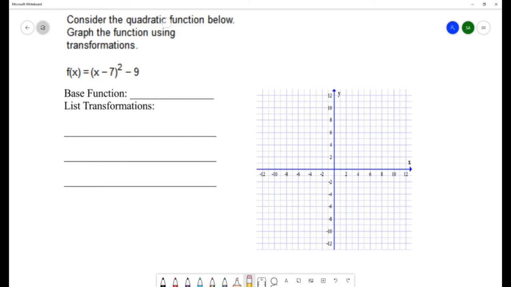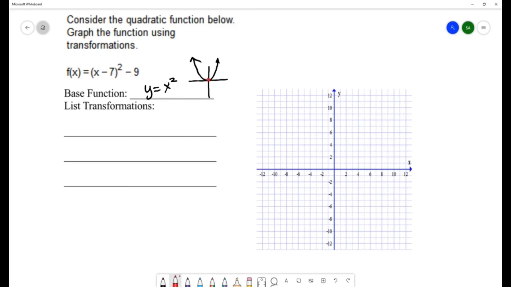Consider the quadratic function below. Graph the function using transformations. We have the function f(x) = (x - 7)^2 - 9. Now we've already been told that this is a quadratic function, but if we weren't told it's a quadratic function, you would notice this squared, and that would indicate what your base function is. So our base function is y = x^2, call that the square function, and the graph of the square function has a parabola which has a vertex at (0, 0).